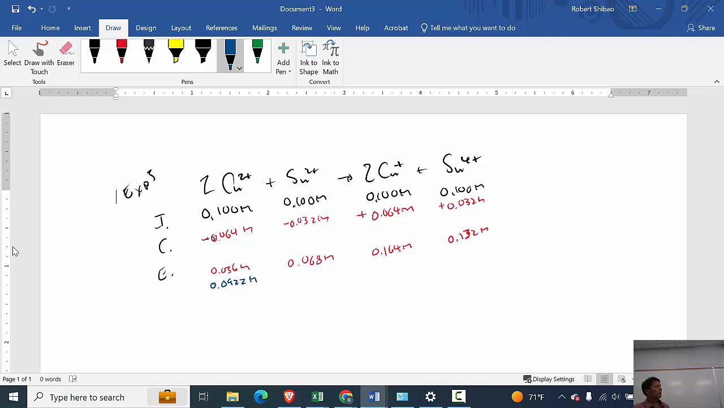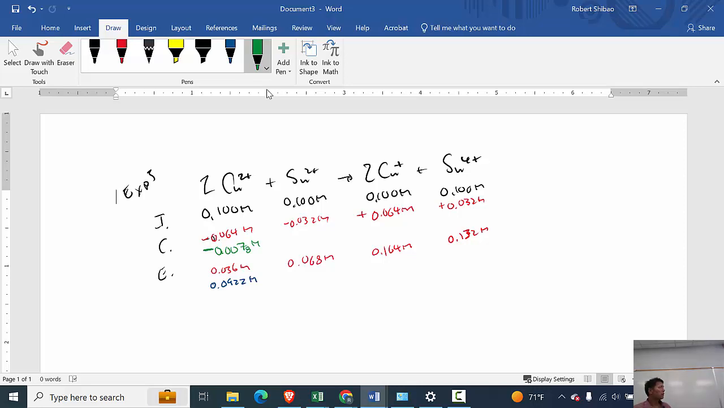That means 92.2% remains unreacted. And how much did I actually lose then? The amount that I actually lost is very small. The amount I actually lost is 0.0078 molar. Is that right? Yeah.